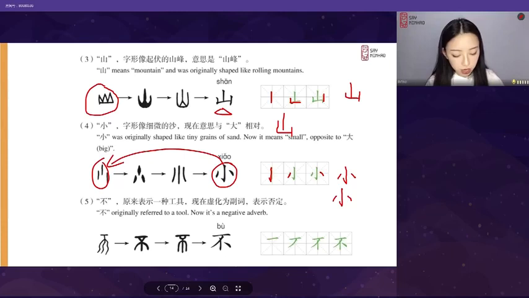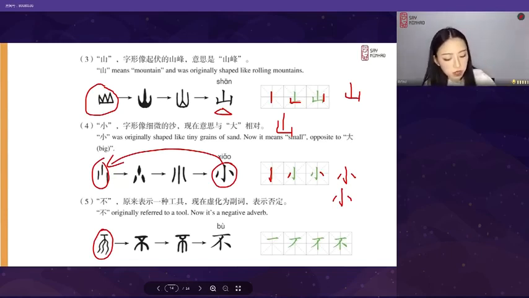The last character is 不, which means no. In ancient times, it looked like a 2, but nowadays it is only a negative adverb, meaning no, not. We are going to write it in this sequence. First, a horizontal, and then a left turning. We learned it last lesson. Next is a vertical, and last is a dot, a big dot.